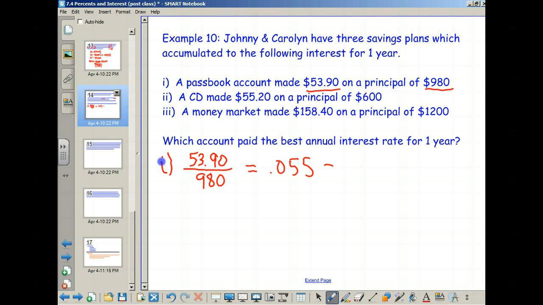0.055, and then what would that be as a percentage? Right, so this is 5.5%. Number 2 was $55.20 compared to a $600 investment.